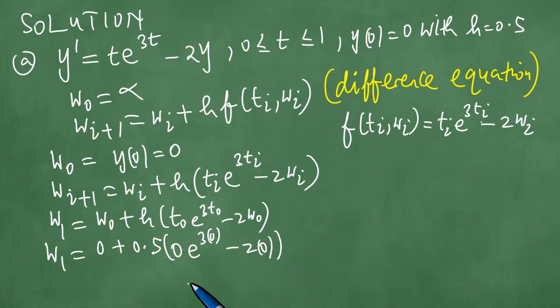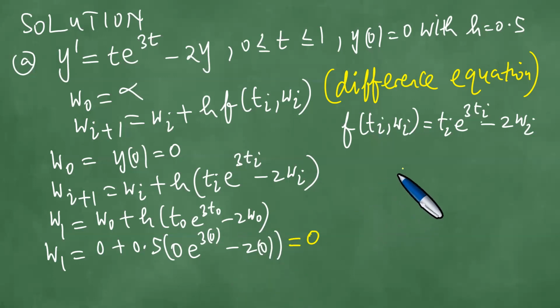Okay, now we have W1, which is this. Everything here is therefore going to be 0, so this is going to be 0. We agree that this is the case. So for W1, now we need to estimate the value of this.